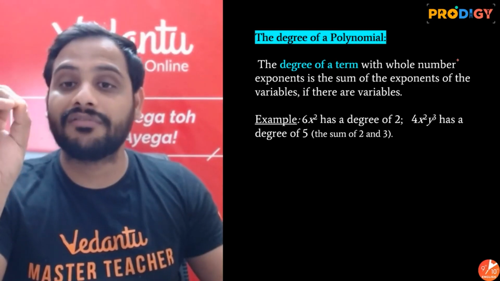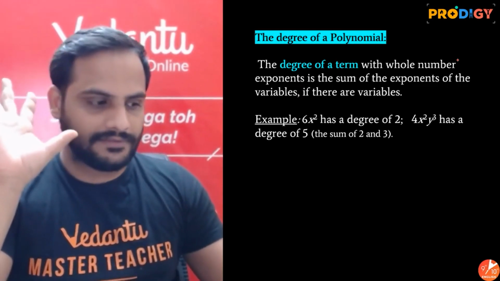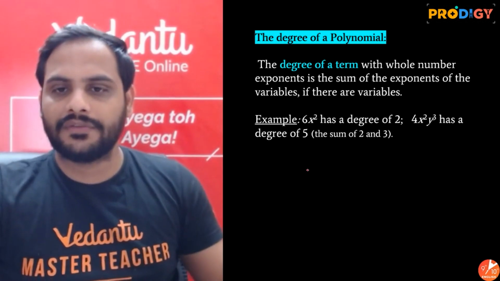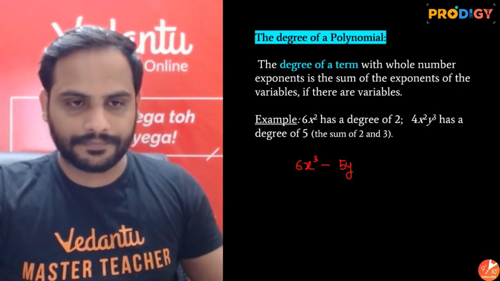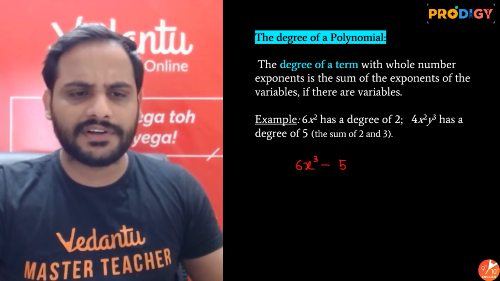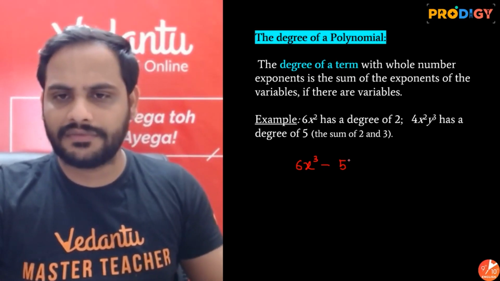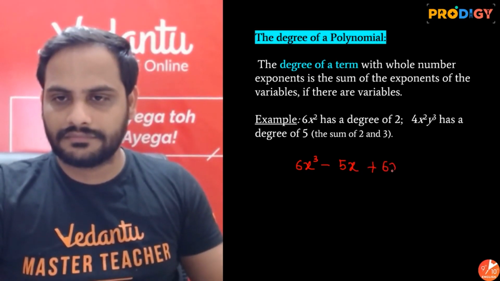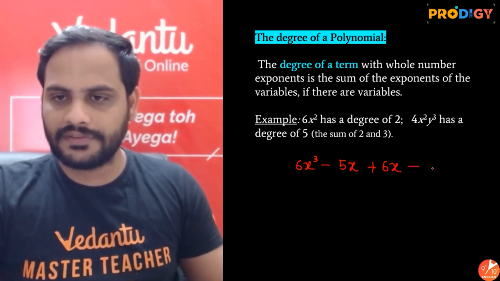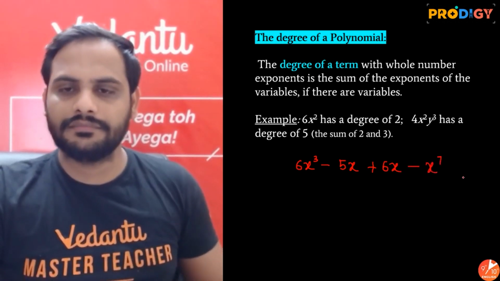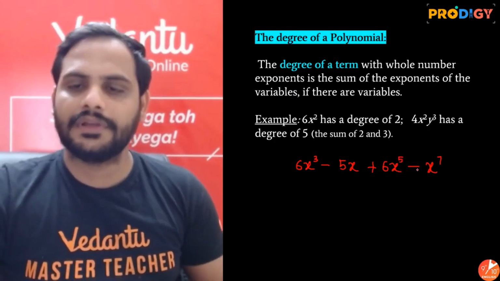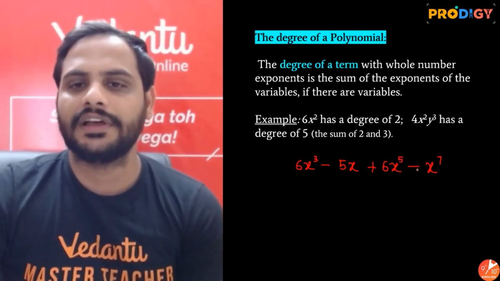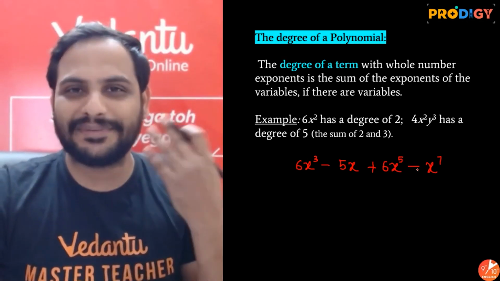Now what is the meaning of degree? Let me give you an example. I am giving you 6x cube minus 5x plus 6x minus x raised to the power 7. We'll generally restrict it to one variable only. This term is raised to the power 5. This is a polynomial we have. Or let's say this is an algebraic expression.